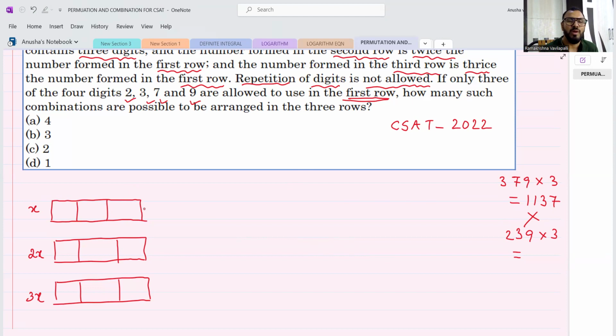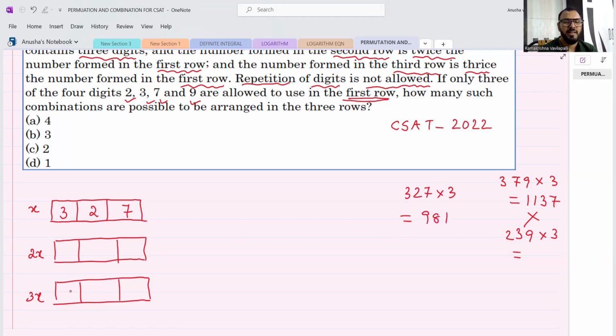Okay. First, I will take one possible case, that is 327. If I take this case, 327, so what is 327 into 2? All right. 327 into 3, first I will take 327 into 3. 327 into 3 is equal to 981.